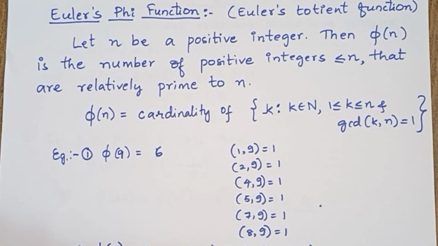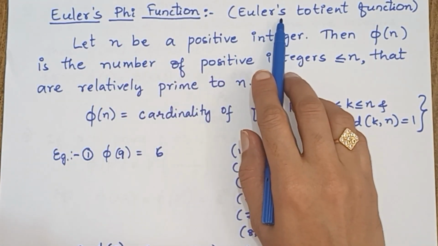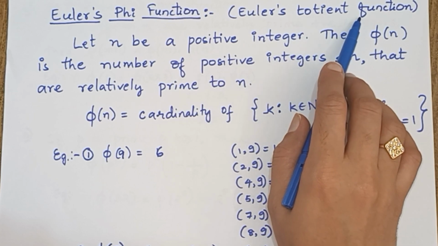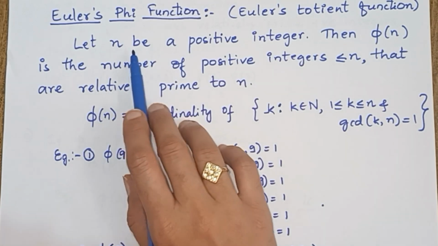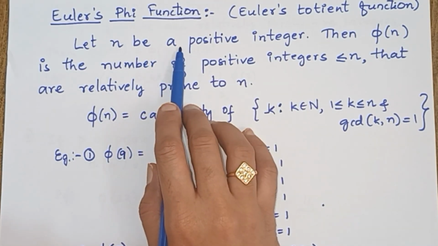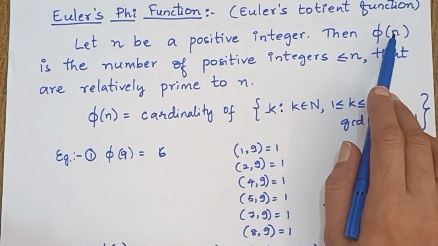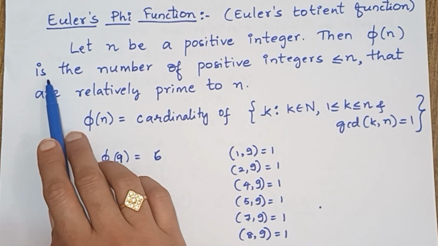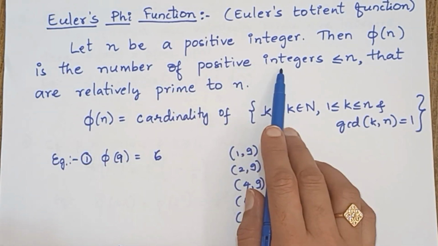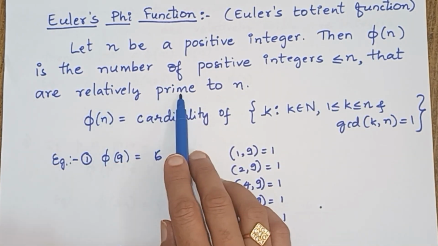In this video, I'll explain about Euler's phi function. Euler's phi function, which is also called Euler's totient function, is defined for positive integers. I will consider a positive integer named n. Then Euler's phi function is denoted as phi of n. It is the number of positive integers less than or equal to n that are relatively prime to n.